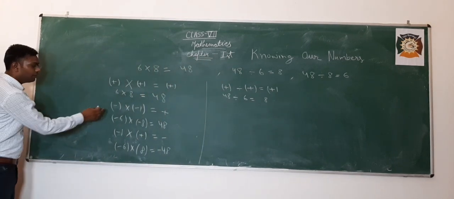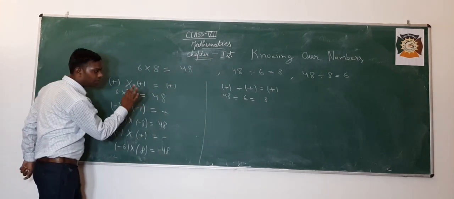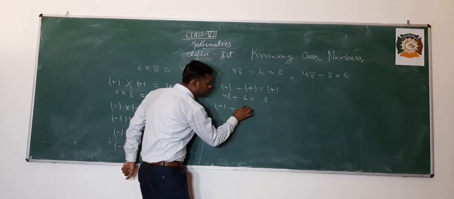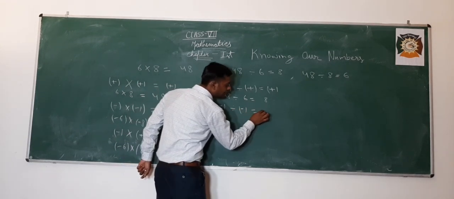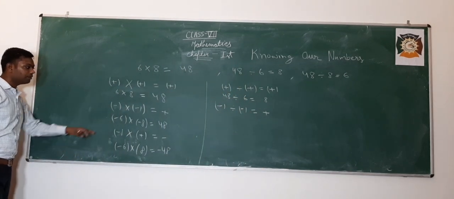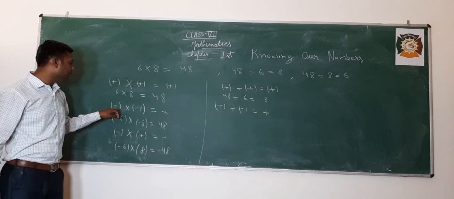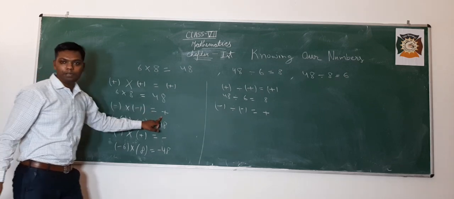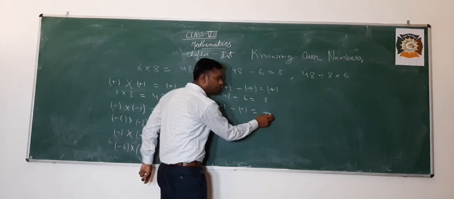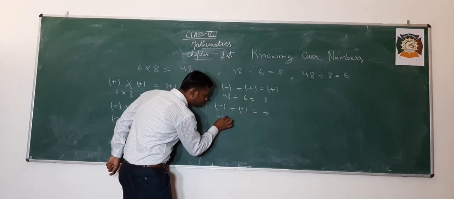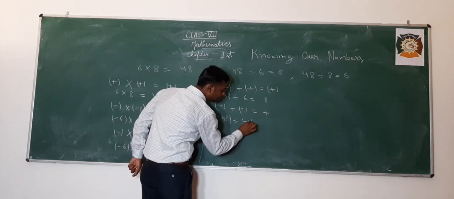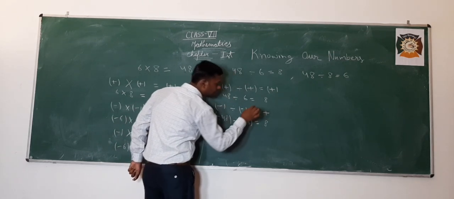Next, if we divide a negative number by a negative number, then the result will be the same, positive. The same thing happened in multiplication. A negative number multiplied by a negative number will be positive. A negative number divided by a negative integer will be a positive integer. Consider minus 48 divided by minus 6, that is equal to plus 8.